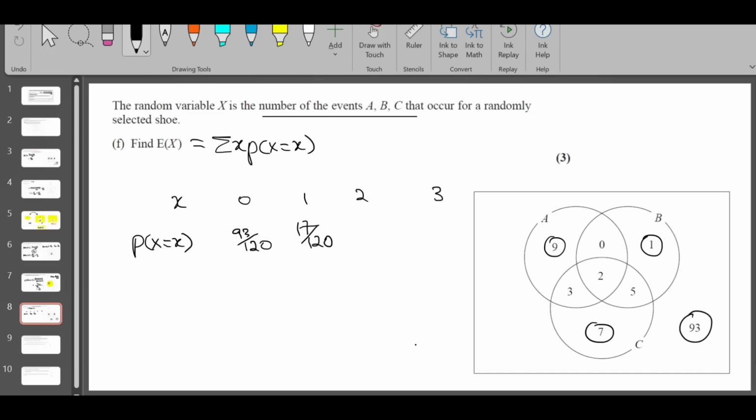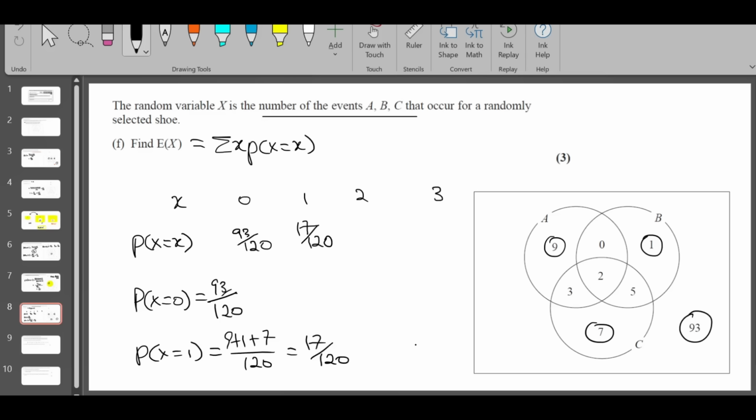And then 2 defects. It's better to write, if you want 3 marks, you can write them separately. P of X is 0 is 93 over 120. P of X is 1 is, you need to write 9 plus 1 plus 7 over 120, which is 17 over 120. So you need to write them separately and then put it in the table.